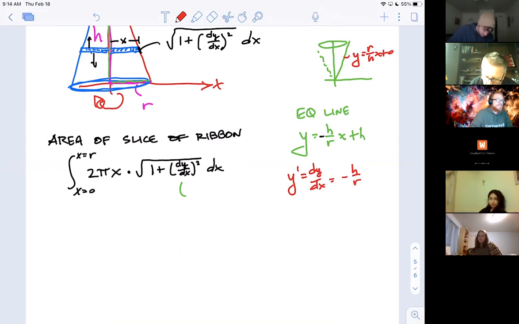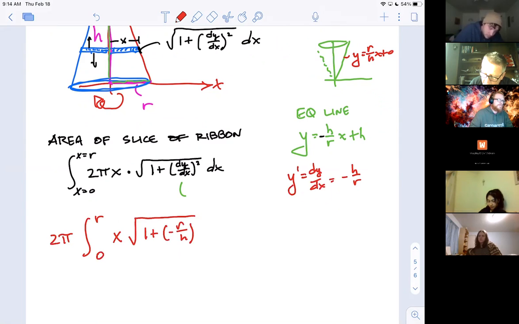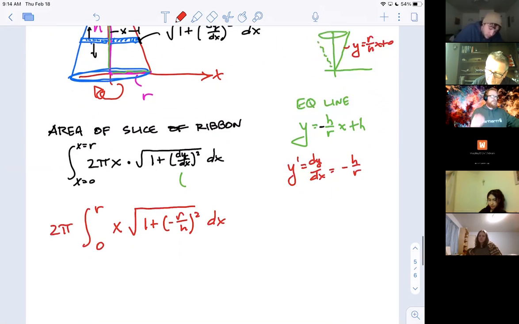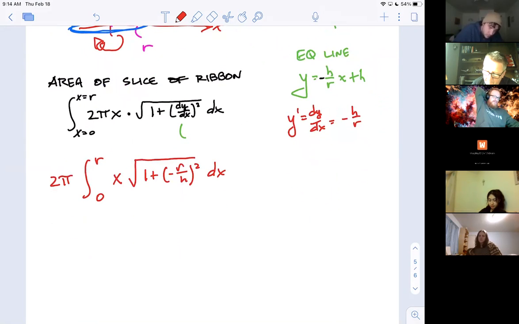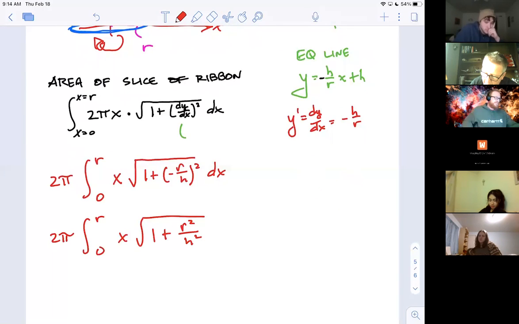Okay, we're ready, my friends. I'm going to pull this 2 pi out front. I'm going to evaluate this from r to 0. I've got an x here. And inside here, I've got 1 plus, I'll go ahead and write the whole thing out this time. I'm plugging in the derivative and squaring it. Squaring it just gets rid of the negative sign.